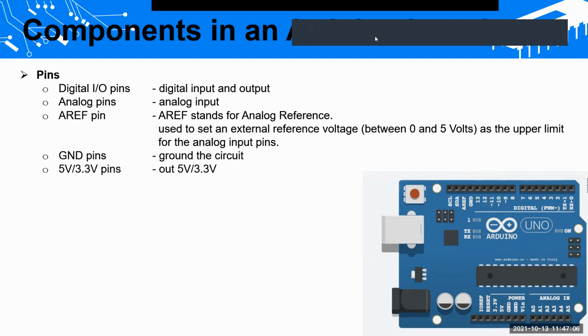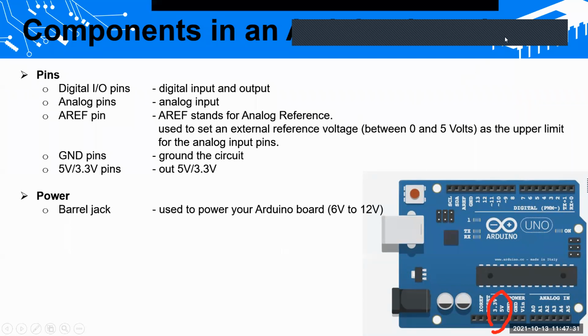Then we have these 5 volt and 3 volt pins. You can simply take out certain voltage. Considering only the voltage, the current limit should be around 40 milliampere, so you have to regulate the current. Those are the certain pins.